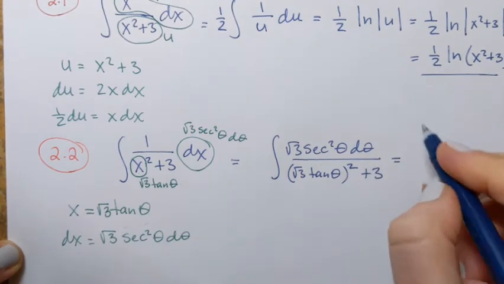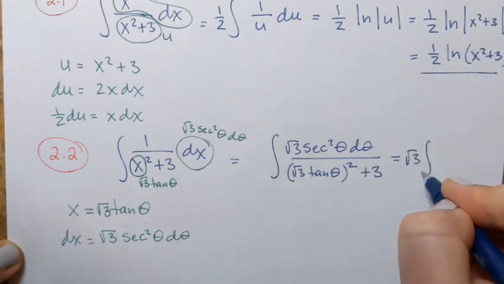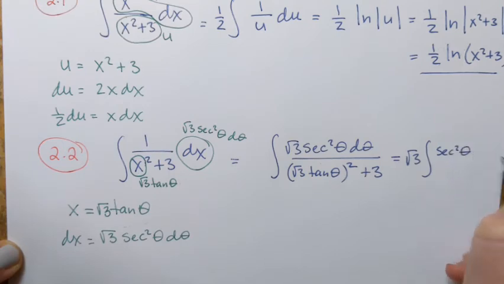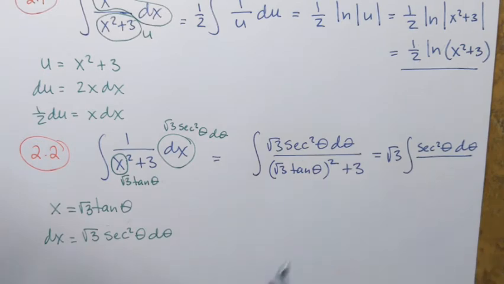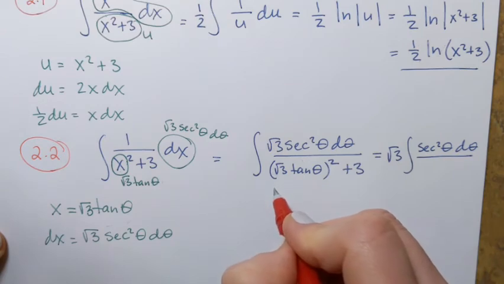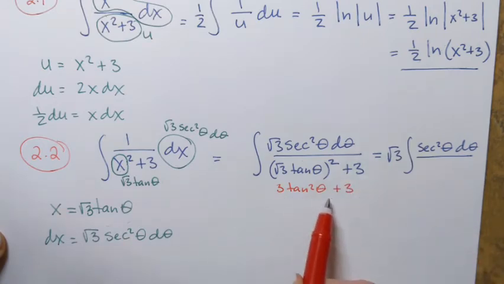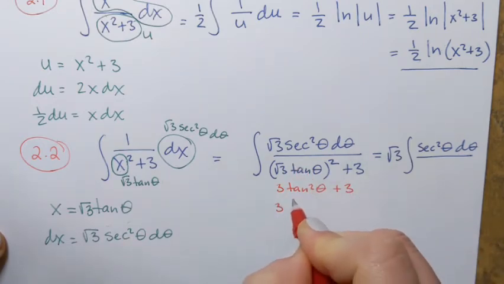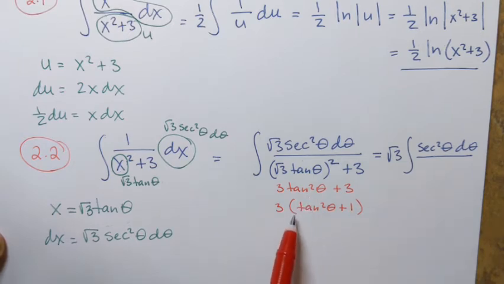Okay, what's that? Now, square root of 3 I can put in the front for now. Secant squared theta d theta. In the denominator, that's, if I square, it's going to be 3 tangent squared theta plus 3, right? But then from here I can factor out 3. Tangent squared theta plus 1, right? Maybe I can even go further with simplification here.